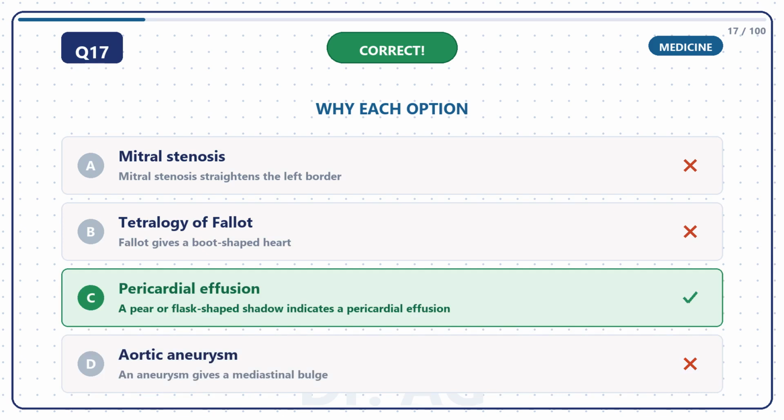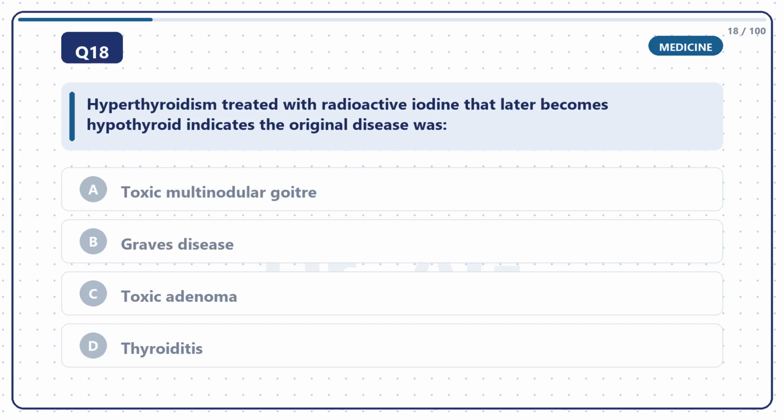Pericardial effusion. Question 18. Hyperthyroidism treated with radioactive iodine that later becomes hypothyroid indicates the original disease was. Option A, toxic multinodular goiter. Option B, Graves' disease. Option C, toxic adenoma. Option D, thyroiditis.